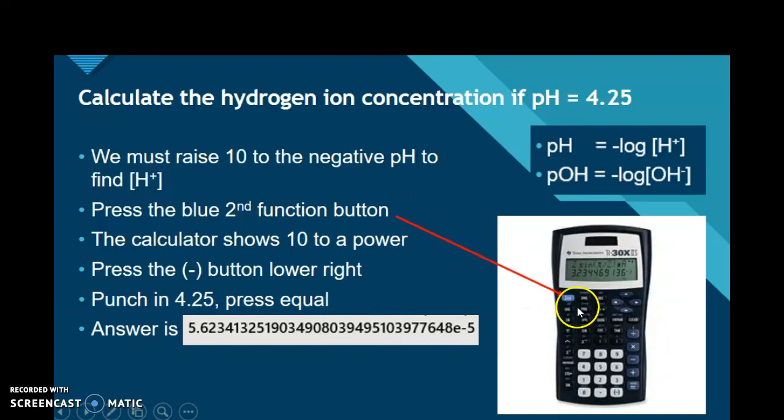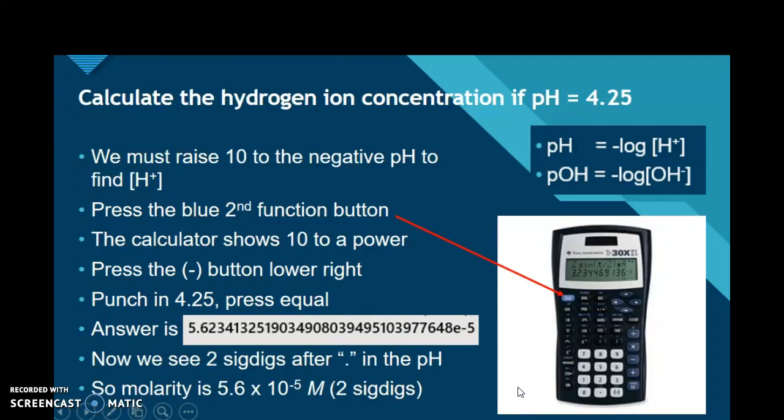So, here on this calculator, we press the blue second function button, and if we push the logarithm key after that, it's no longer the log key, it's 10 to a power. Then we press the negative button down here, punch in the 4.25, push equal, and we get the answer that's shown here. And this is what messes people up. That e to the negative fifth means 10 to the negative fifth.